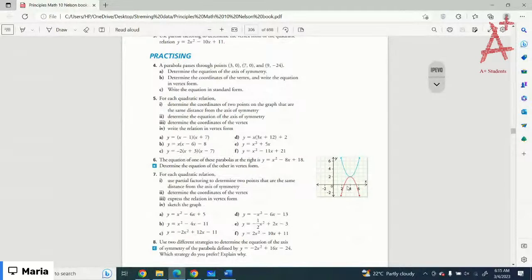So let's start with question number 4. So the points are (3, 0), (7, 0), and (9, minus 24). Let me just write them down on the board.